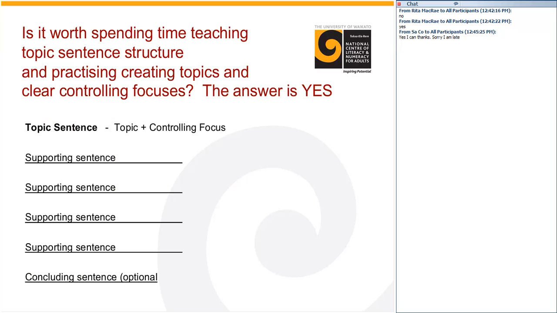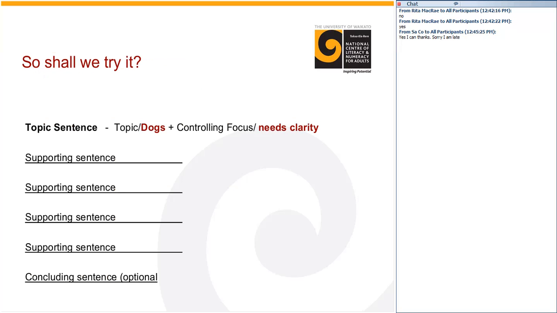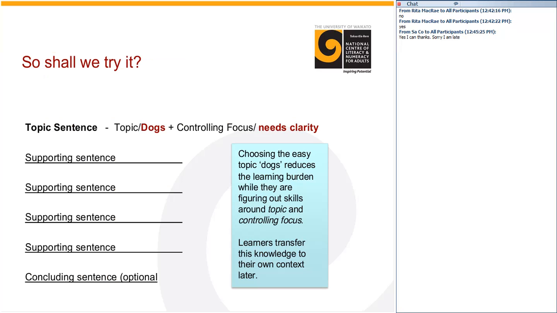Okay. Are you ready? Okay. Shall we try it? So basically, when you are reducing the learning burden, rather than go directly into something which involves context and maybe a whole lot of vocabulary that's new and skills that are new and ideas that are new, let's start with something really simple, like an easy topic, dogs, and later on the learners can transfer this knowledge to their own context.